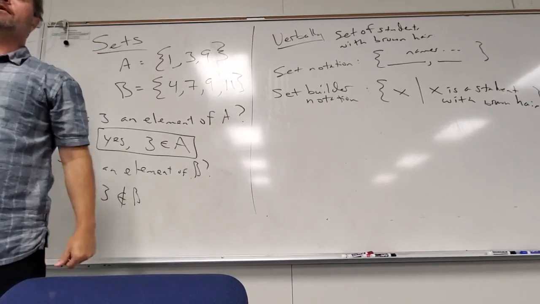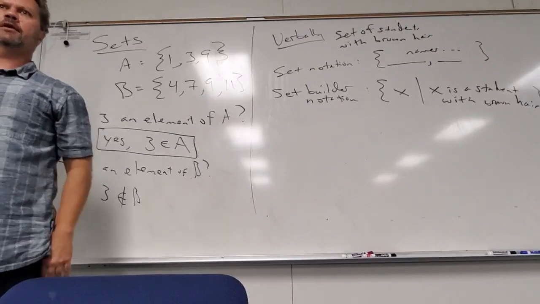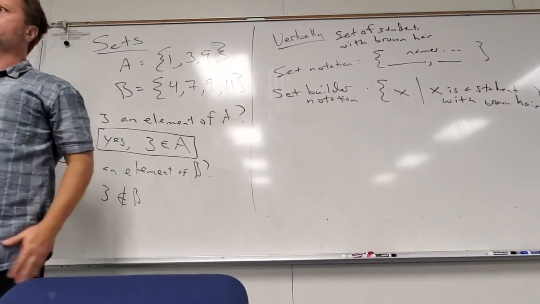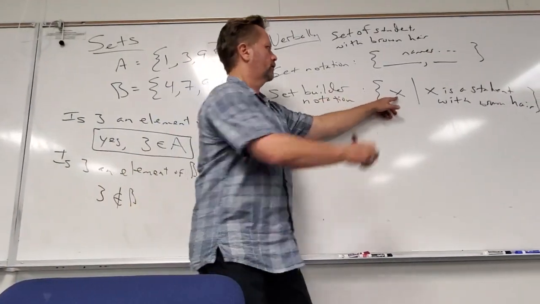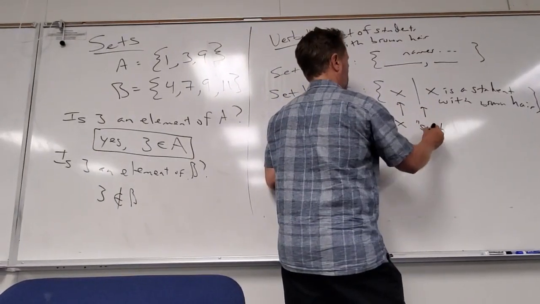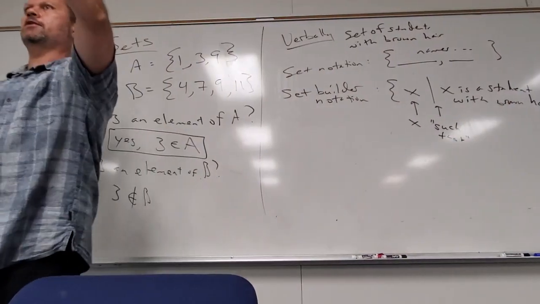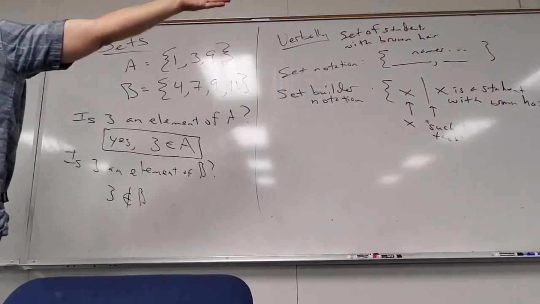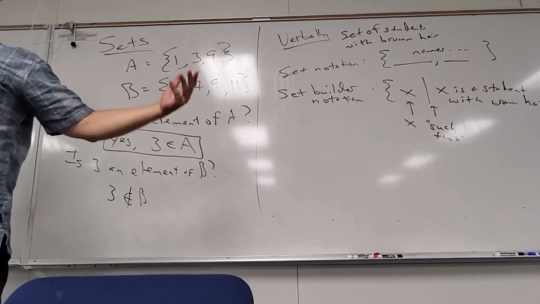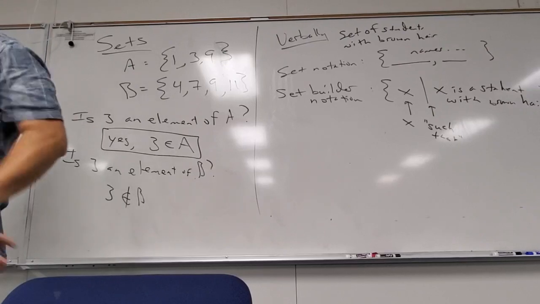No? Okay. So if I ask you to list all the numbers that start with the letter T, I'd much rather write x. So the way you read this is x such that, description. So you could say x such that x is a number that starts with T. That's set builder, which is basically the same thing as verbal.